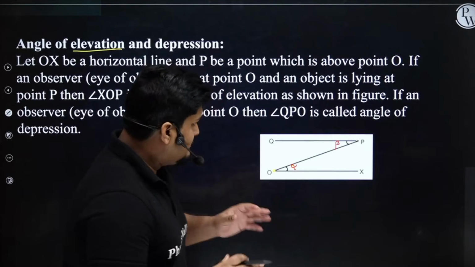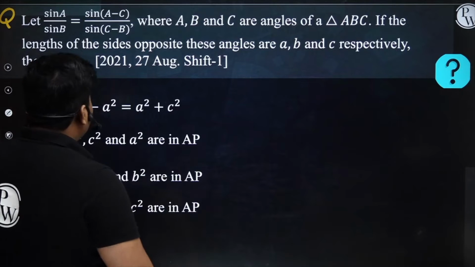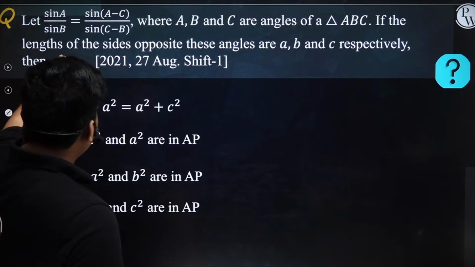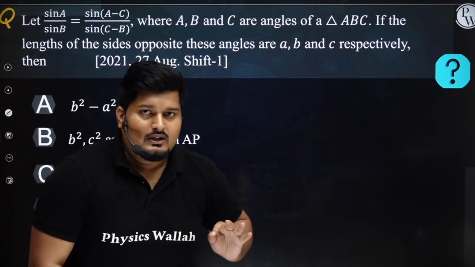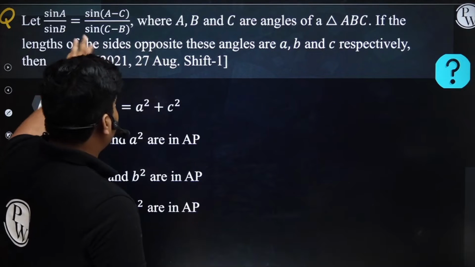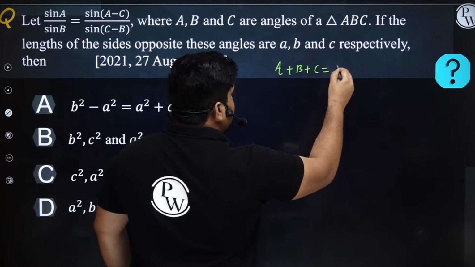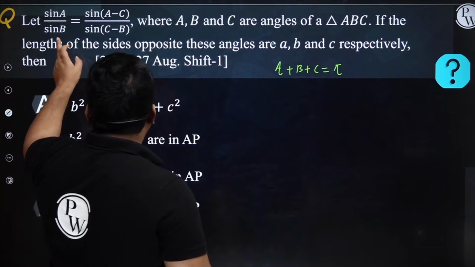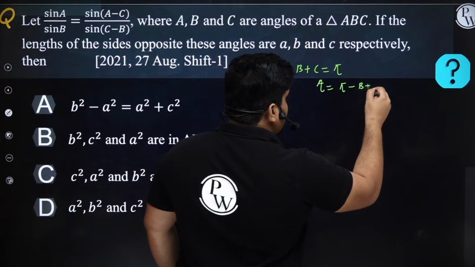Okay, guys, so I'll start with the first SOT problems. The first question was in 2021. Sin A upon sin B is given; ABC are angles of a triangle. Now just look at the expression: sin A, sin C minus B. Now in the triangle, A plus B plus C is pi. So I can replace A with pi minus (B plus C).